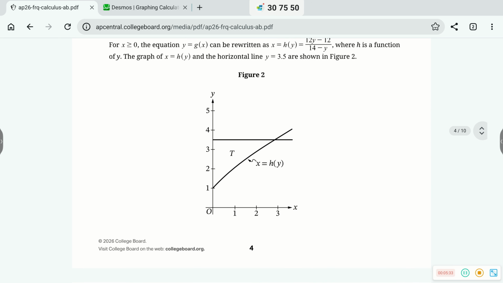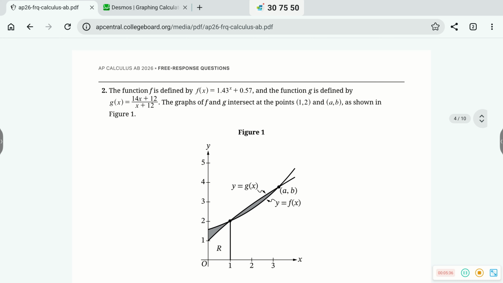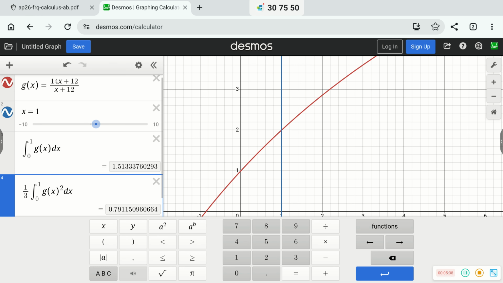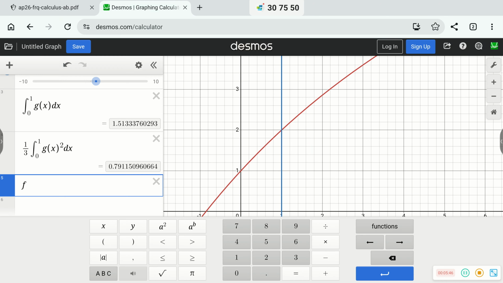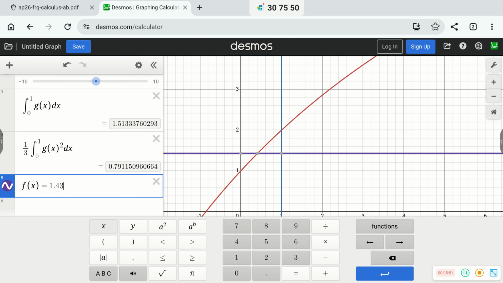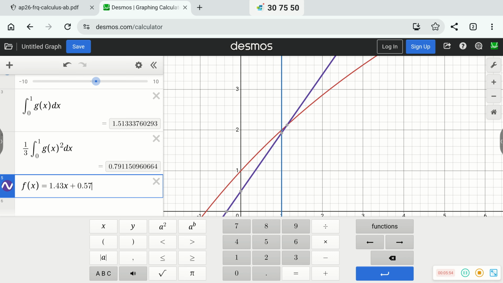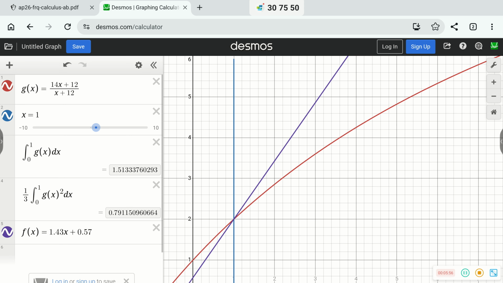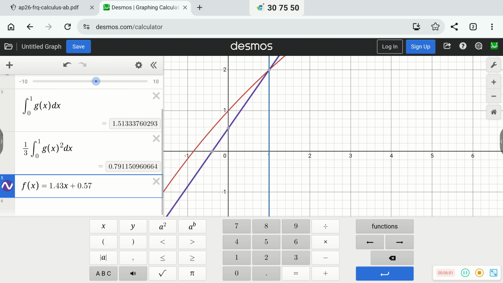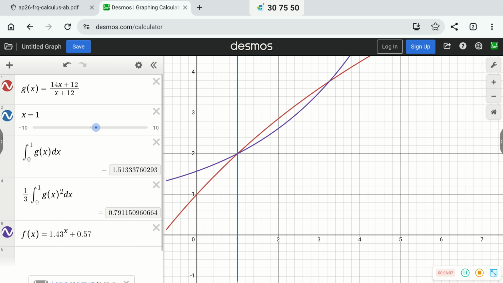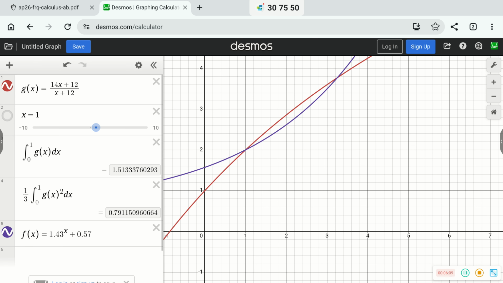So F is 1 point something, 1.43 is exponential. Let's get F in here. So F of x equals 1.43^x plus 0.57. Oh, I didn't make that an exponent. It doesn't look the same, does it? So something's not right. All right, now it looks right. All right, I don't need this x equals 1 anymore.